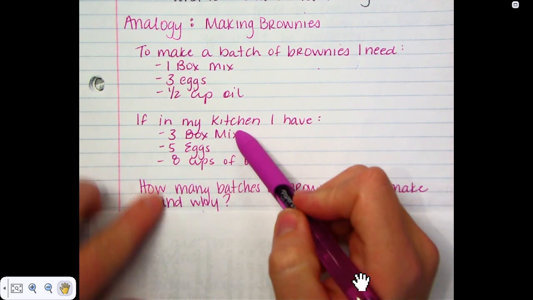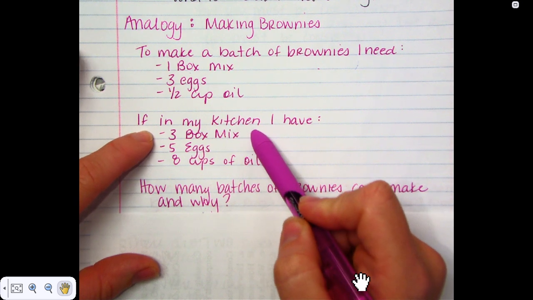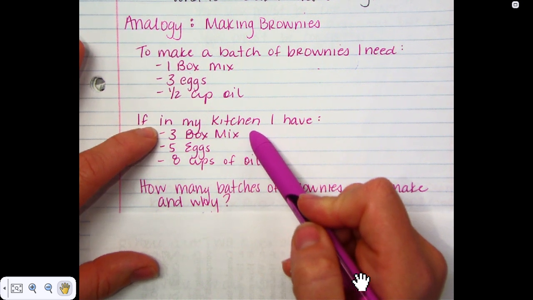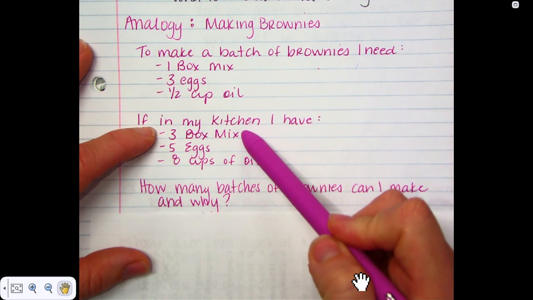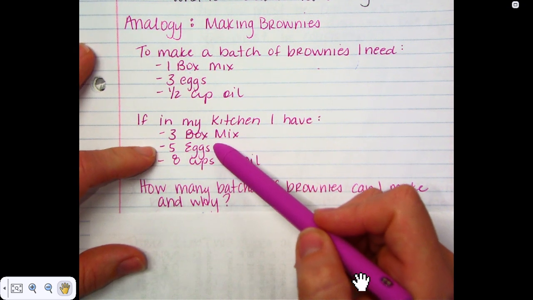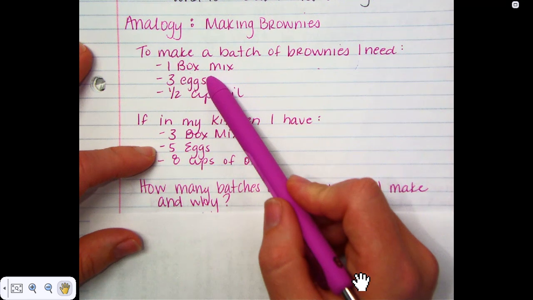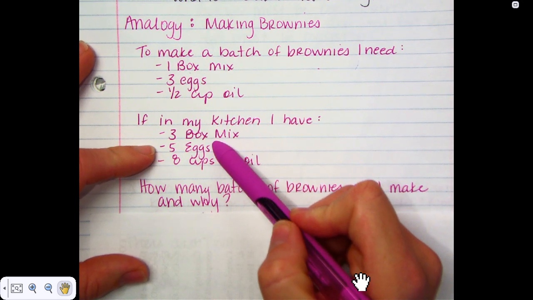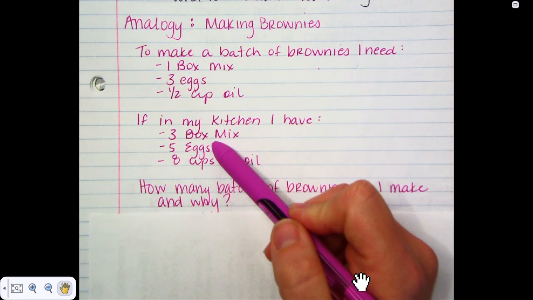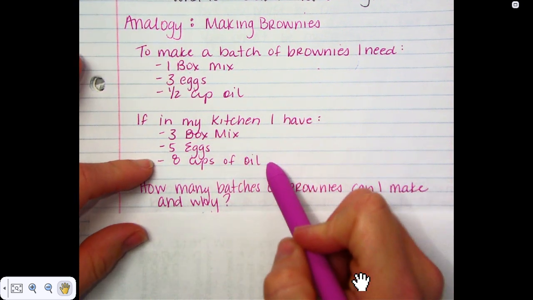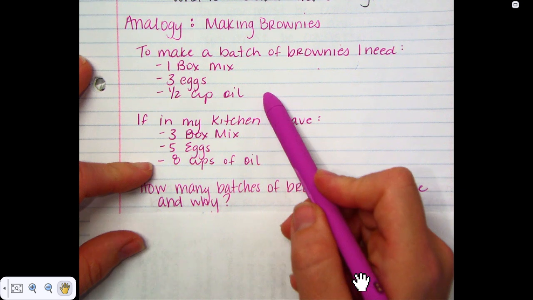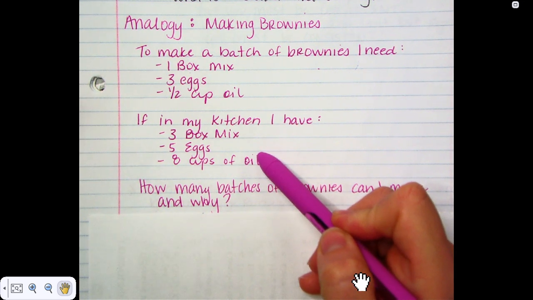Well, let's look at them individually. I have enough boxes of mix to make 3 batches because 1 batch requires a box. I have 3 boxes. I have 5 eggs. Well, each batch requires 3 eggs, so I only have enough eggs to make 1 batch. I'll have 2 eggs left over, but the 2 eggs don't make anything, right? And 8 cups of oil. Well, I only need a half a cup, so I really have enough oil to make 16 batches.